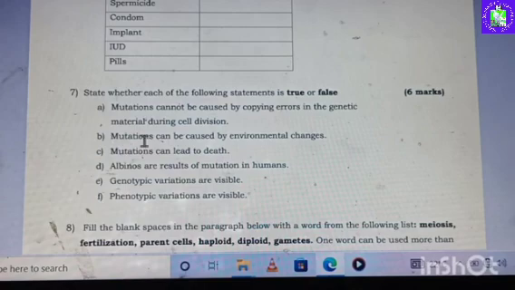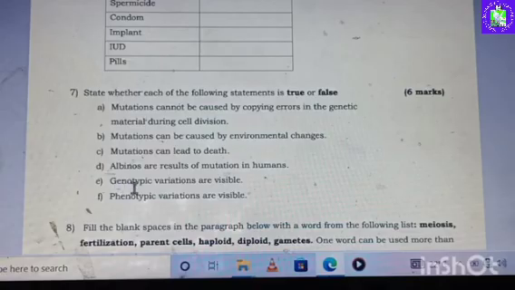B. Mutation can be caused by environmental change. True. C. Mutation can lead to death. Yes, of course, because mutation can cause abnormalities, skin cancer, and all those circumstances can then cause death. D. Albinos are a result of mutation in humans. Yes, that is correct. It means it is true.